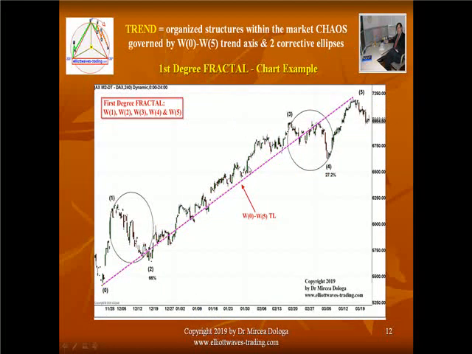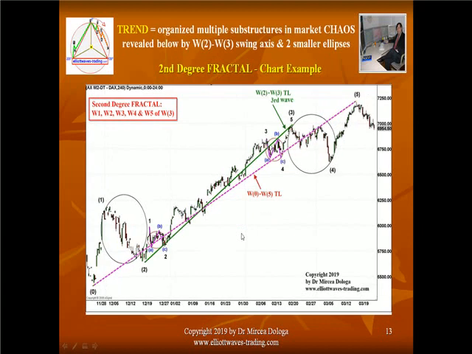We take another example of the first degree fractal, and we see two things. We see the corrections here marked by ellipses pertaining to W2 parentheses and W4 parentheses, and of course we also have the trend axis, which goes from the lowest low to the highest high, and we always try to find a symmetry made by this trend line.